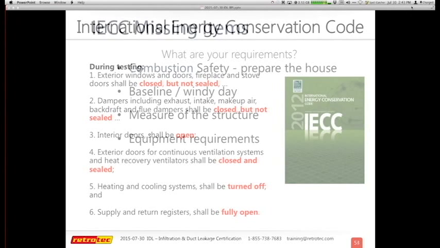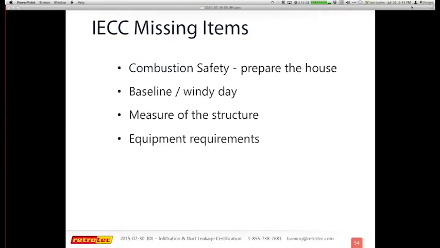So a variety of things are missing, if you may have caught that list. We don't have much on combustion safety or how to prepare the house. We don't have anything about a baseline, how to measure the structure, any equipment requirements, whether it actually is in calibration or was ever calibrated, or what you are using for your testing methods. These are things that are indirectly implied when you're doing your IDL.